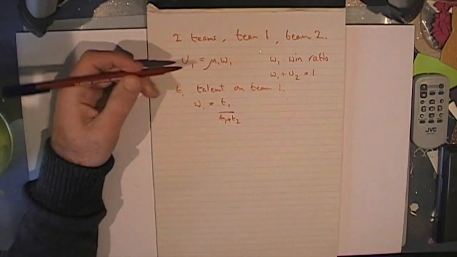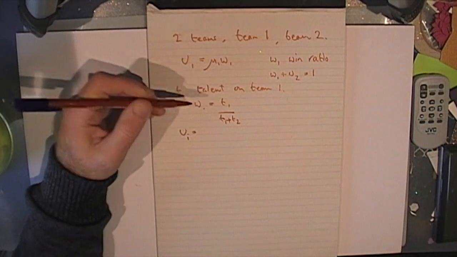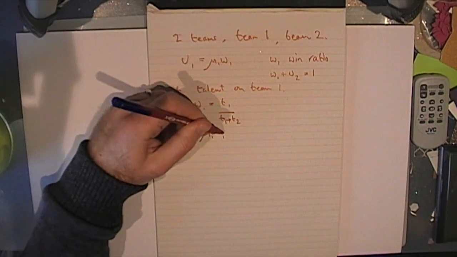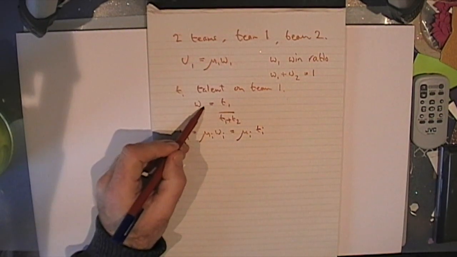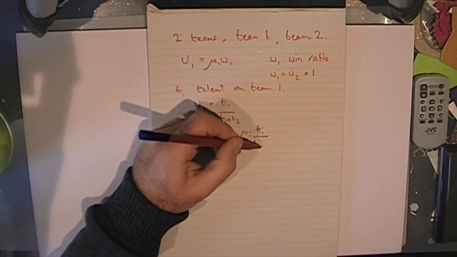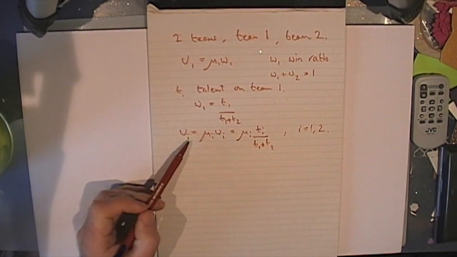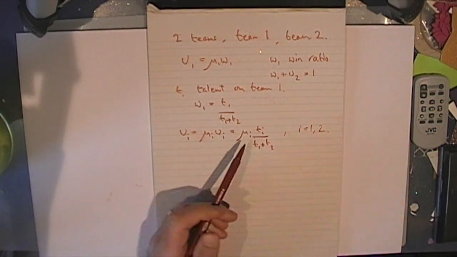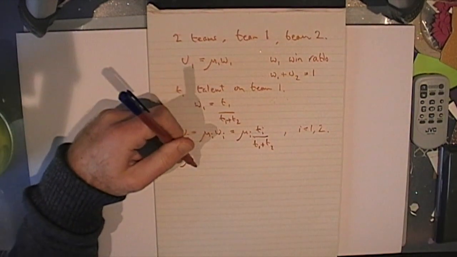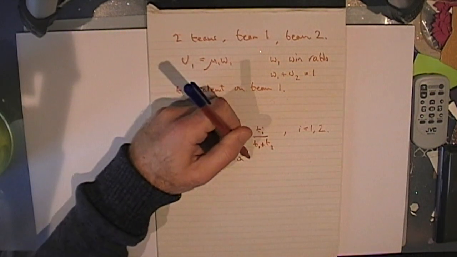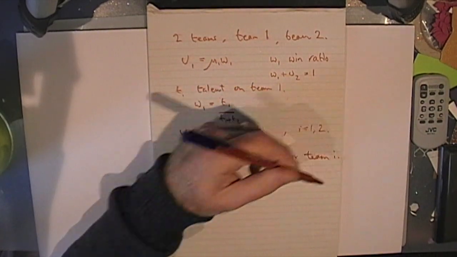Okay, so we have a utility of Team 1, or the utility of Team i, we sometimes write, just to be general, utility of Team i is mu i times w i, which is then equal to mu i times t i over T1 plus T2. And we say I can be 1 or 2 for Team 1 or Team 2. So utility of Team 1 is some function of the talent, but also this mu thing. Mu is this fan intensity. So mu i would be fan intensity for Team i, Team 1 or Team 2.